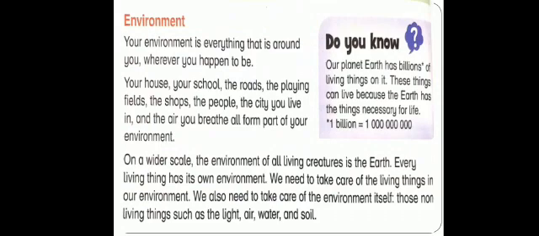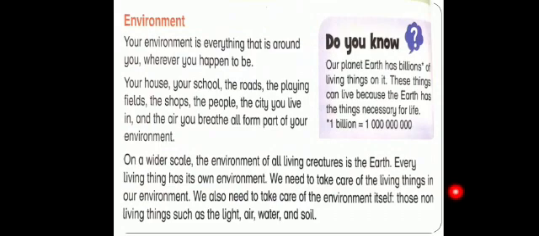On a wider scale, wide means large scale, the environment of all living creatures is the earth. Every living thing has its own environment. We need to take care of the things in our environment. We also need to take care of the environment itself, those non-living things such as the light, air, water, and soil. Dear students, what is environment?